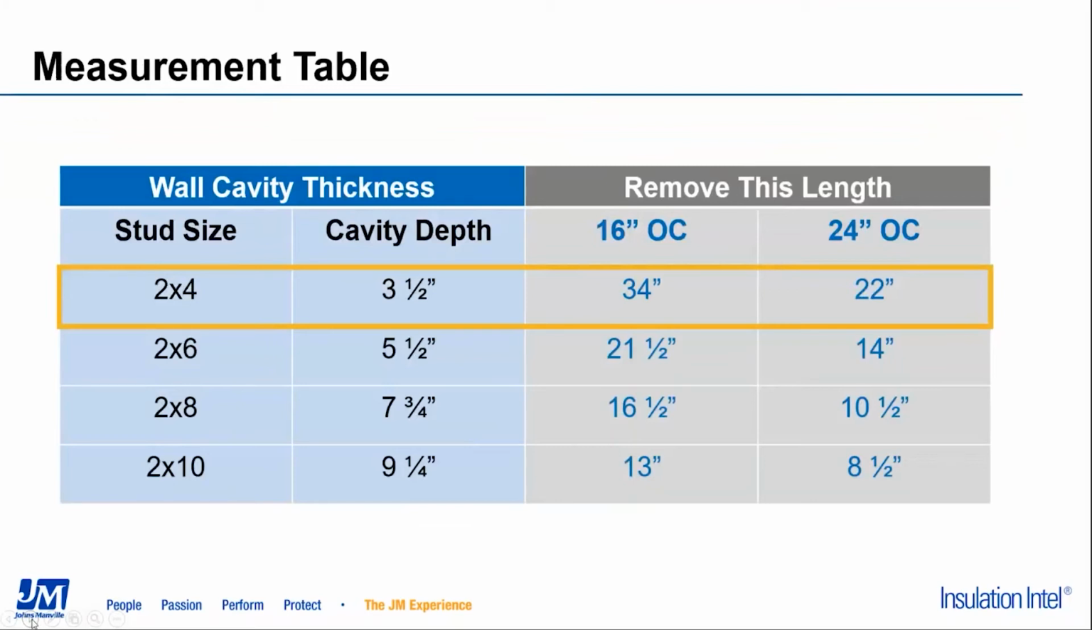Here we have a chart of the most common cavity sizes. If we look at the highlighted box, you can see that a 2x4 wall, 16 on center, we are removing a 34-inch area. But on a 24-inch on center cavity, we are only removing a 22-inch area. While you can use this chart for most instances, it's a good idea to learn the calculation in case a job falls outside of what is normally done.